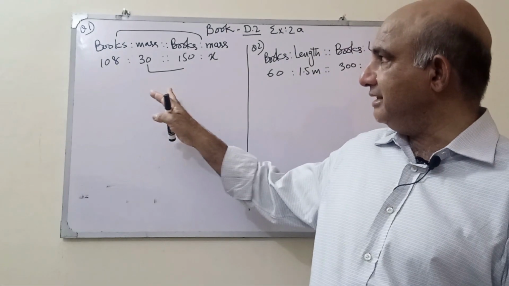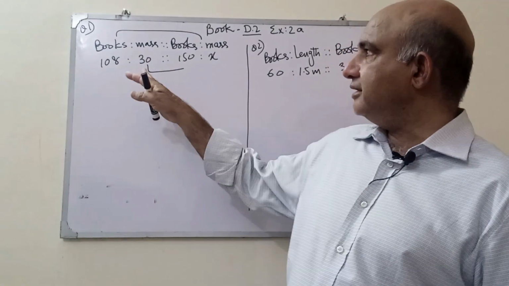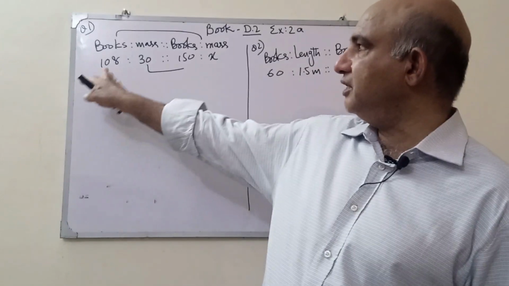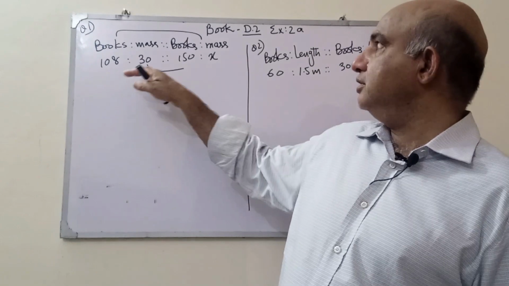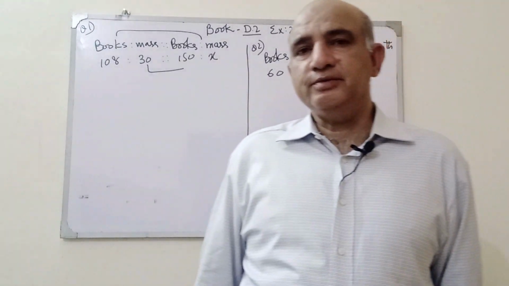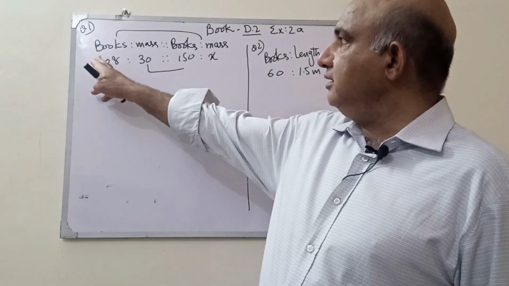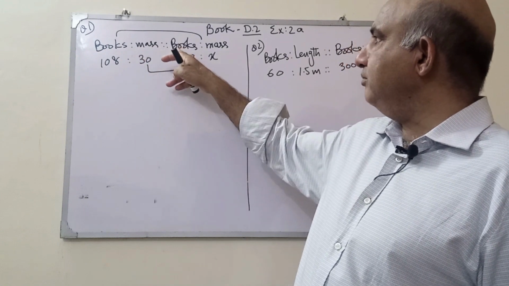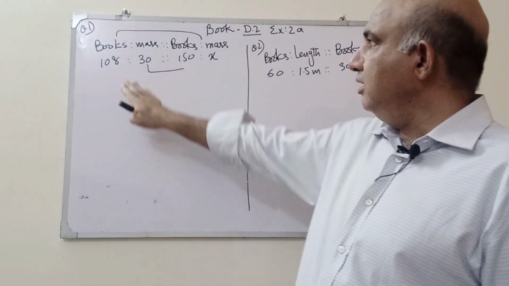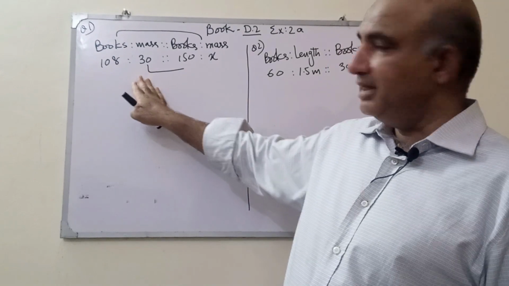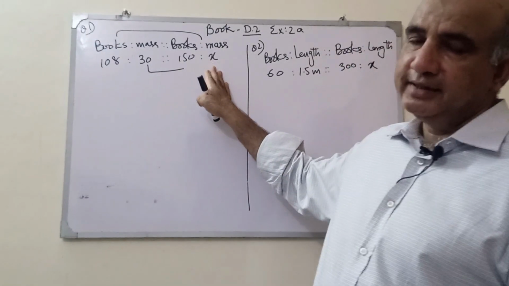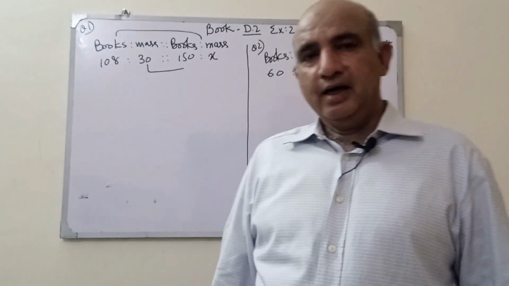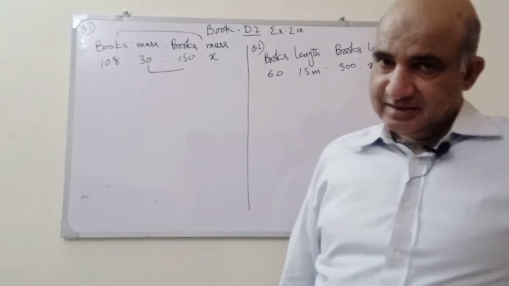Now I'm going to solve this one here, as I have already written it. He's saying that the mass of 108 books is 30 kg, and what is the mass of 150 books, right? So I have written here books ratio mass: 108 books, 30 kg mass, 150 books, and we have to find the mass. Books and mass: here books increase, so of course mass also increases.